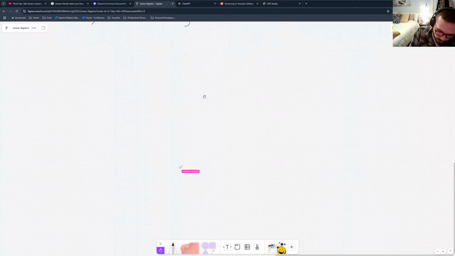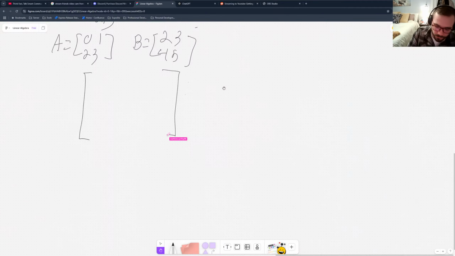Okay. So if I want to do this, I'll just be illustrative here. This is kind of what you would do. You would take the first row in A, that's 0, 1, and you would multiply this by the first column in B. So you're taking the rows in A and multiplying them by the columns in B. I'll show you how to simplify this in a second.